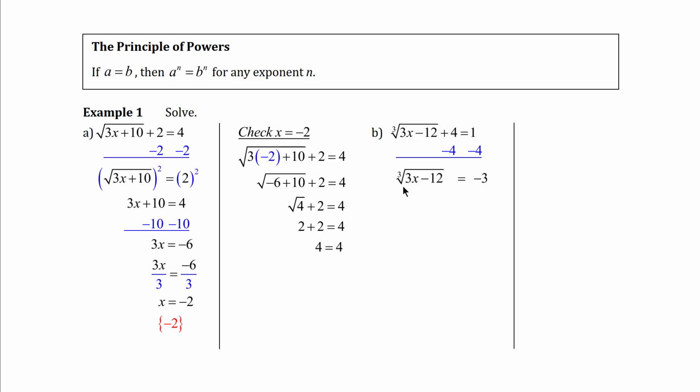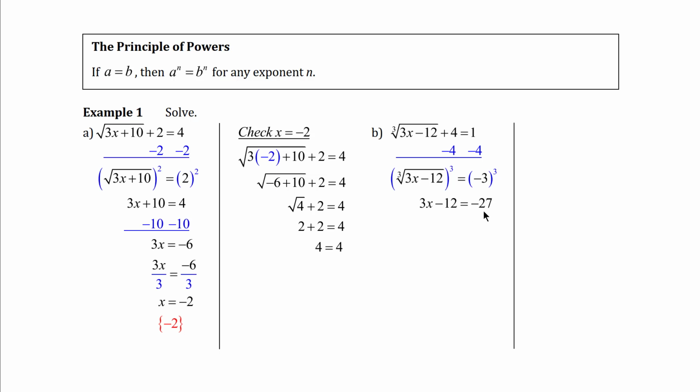Next, we get rid of the cube root by using the principle of powers. We take the cube of both sides of the equation. On the left-hand side, taking the cube of the cube root of 3x minus 12 gets rid of the radical, and we have 3x minus 12. On the right-hand side, negative 3 cubed is negative 27. So the result is 3x minus 12 equals negative 27.